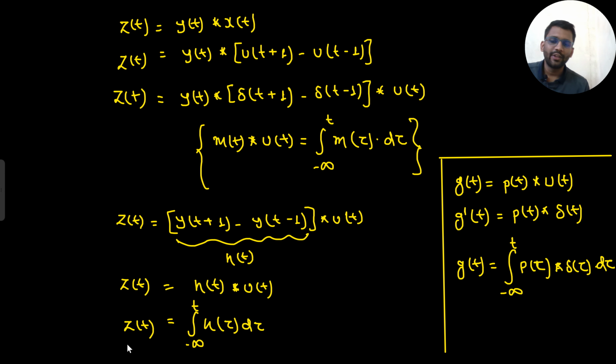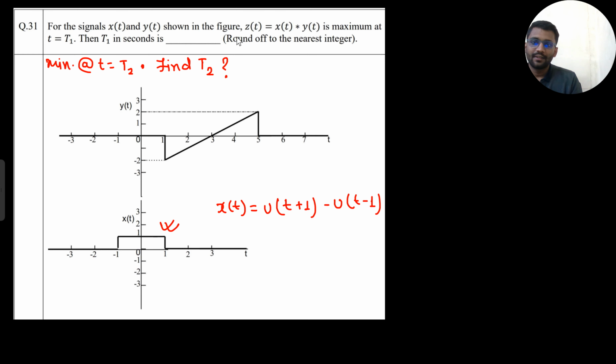Now what you need to do is find the maximum and minimum value of z of t. That's what you need to find, right? You need to maximize and minimize z of t. That's your task. And what is your z of t? That is the running integration of h of tau.